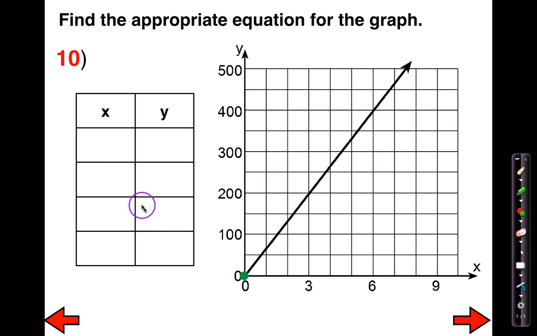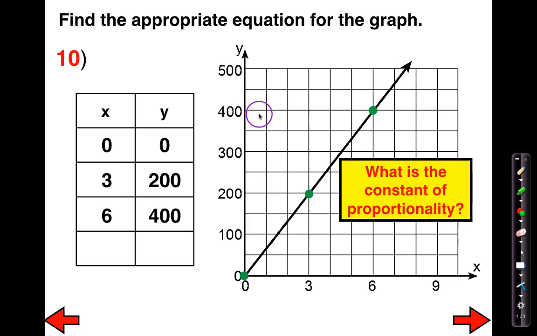I see it goes to the origin, so I'm going to put 0, 0. The next point I see is right here. So I'm going to say that's 3, 200. The next point is here, which is 6, 400. Now that's the last point that I can see. None of the points after this is a nice number that I can definitively say is accurate.